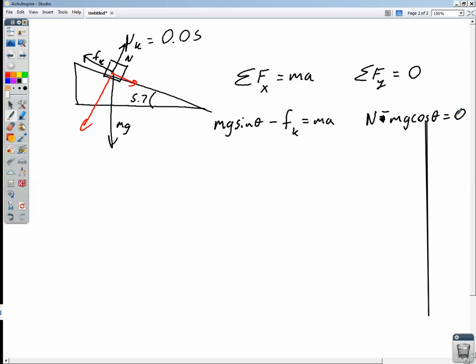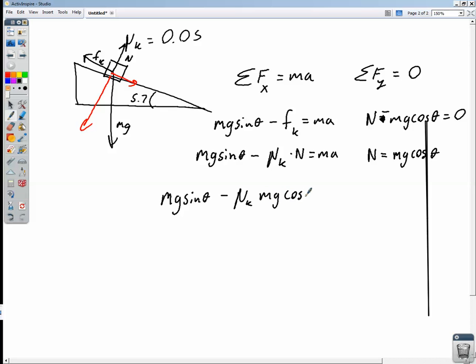All right, so let's see here. We need to substitute in our equation for the force of kinetic friction. So we have mg sine theta minus the coefficient of kinetic friction times the normal force is equal to ma. And again, the normal force from our y equation is going to be mg cos theta on that side. So substituting mg cos theta in for our normal force, we've got mg sine theta minus the coefficient of kinetic friction times mg cos theta is equal to ma.